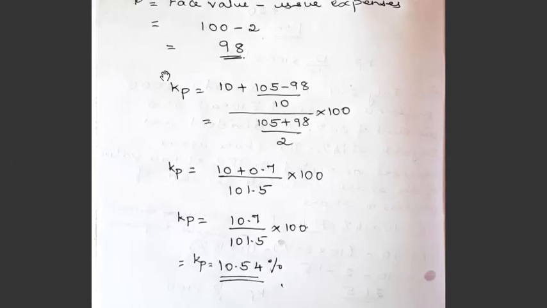Okay, this is the second type under cost of preference shares. Thank you.